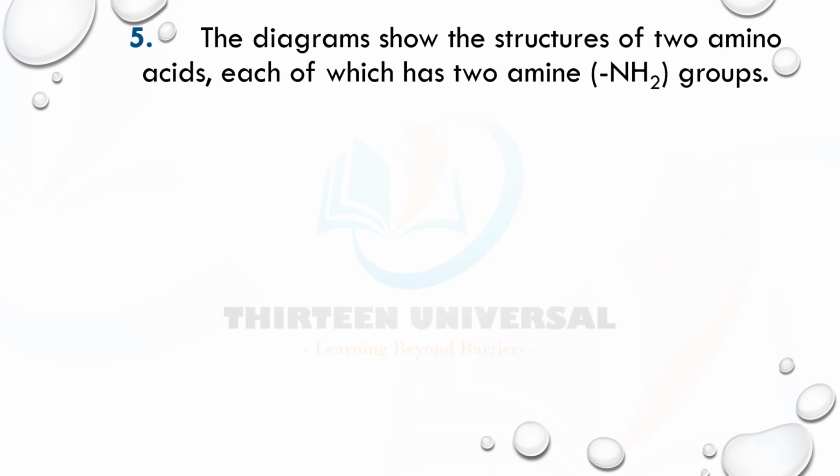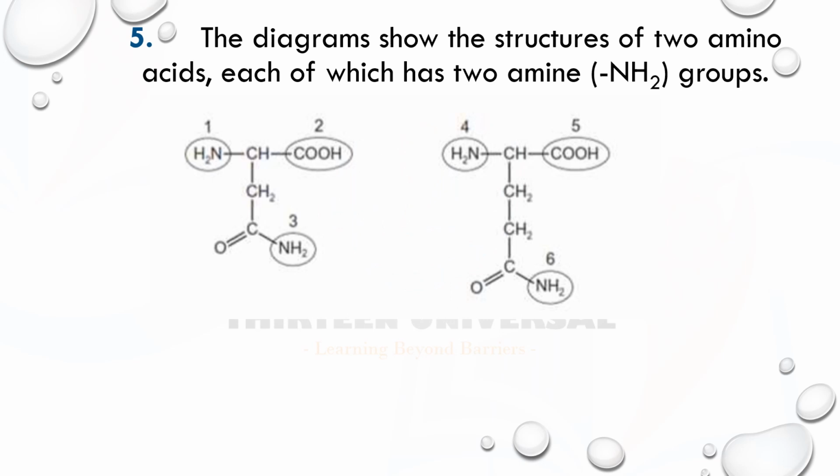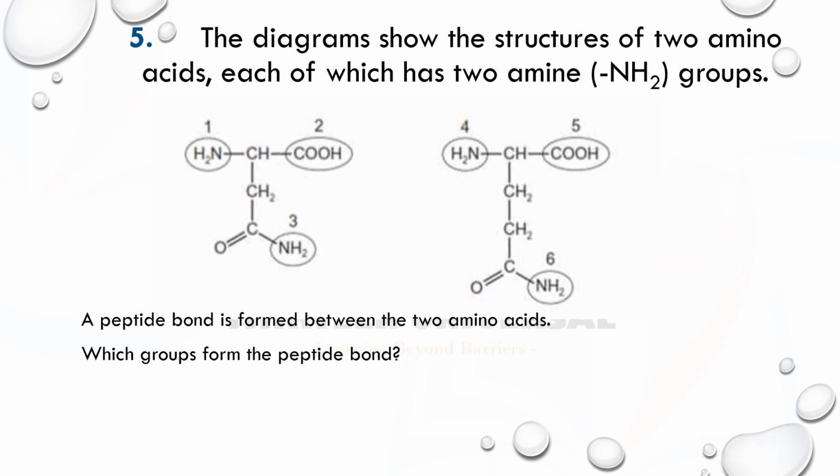The diagram shows the structure of two amino acids, each of which has two amine groups. Look at it. It says a peptide bond is formed between the two amino acids. Which groups form the peptide bond? Now this is a common question.